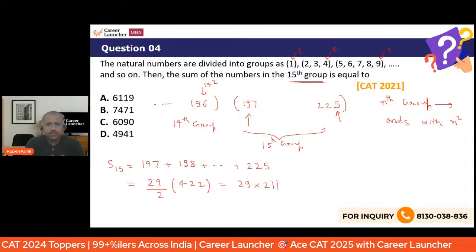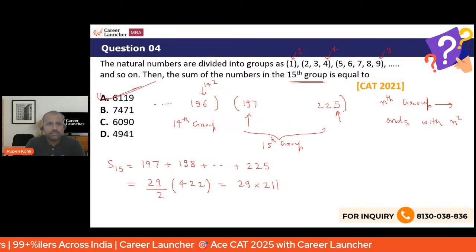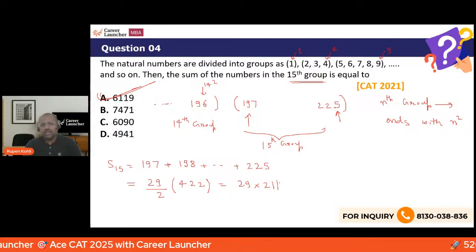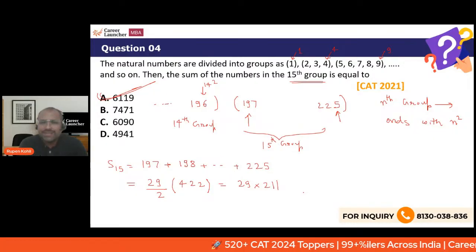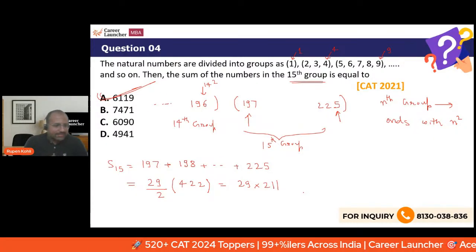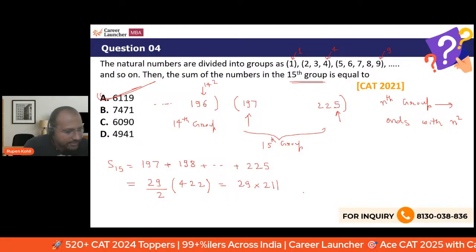The last digit of the product should be 9. That must be the answer, 6119. Right, 9 into 1, 9. Only one option has the last digit 9. Right, you can obviously multiply this, you'll get 211 into 29, 6119.